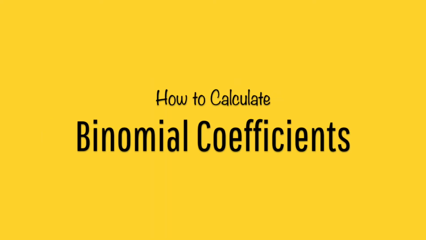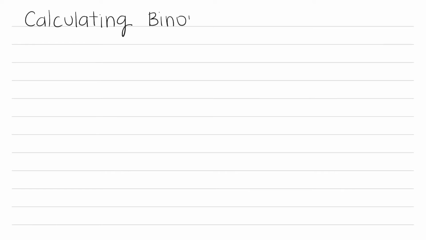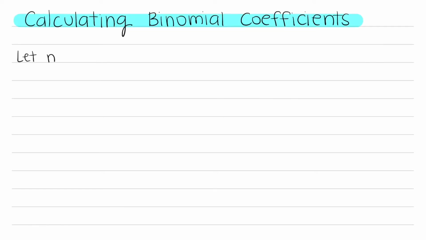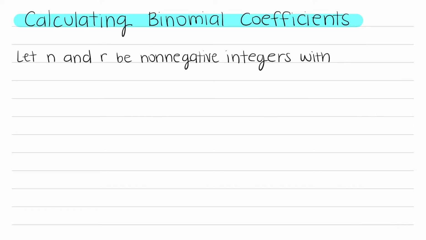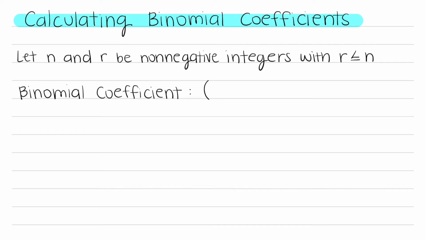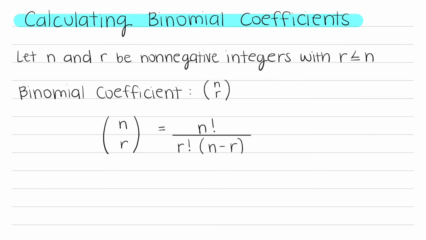In this video, I'm going to show you how to calculate binomial coefficients. Let n and r be non-negative integers, with r being less than or equal to n, and the binomial coefficient is written as parentheses, n on top, r on the bottom. So our formula here is n choose r equals n factorial over r factorial times (n minus r) factorial.